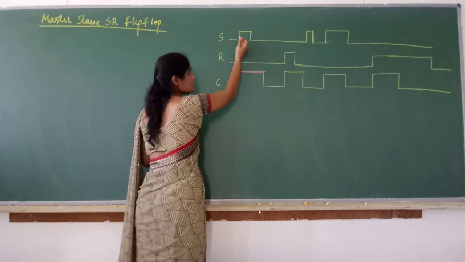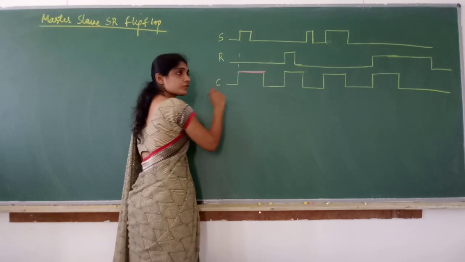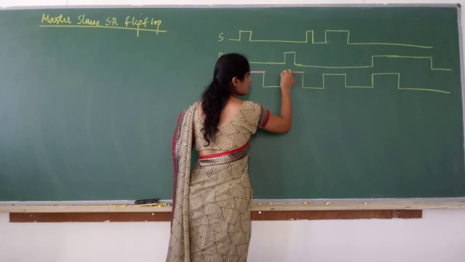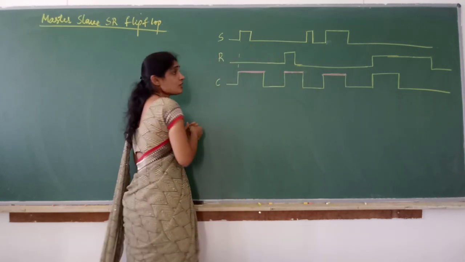That means you keep changing the value of S and R. When clock is high, the output of the flip-flop will change. Similarly, when clock is high, flip-flops will be triggered. So here I have taken an example of SR.